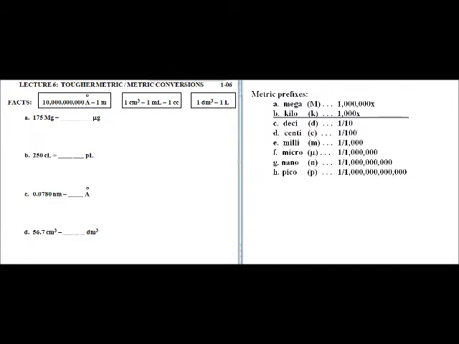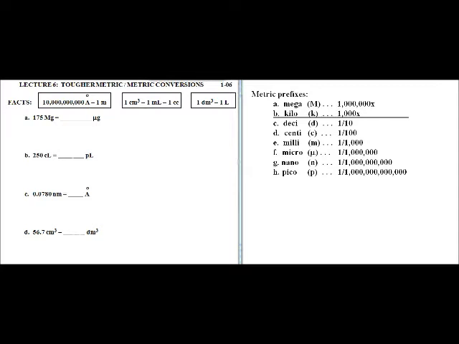Looking at our first problem, we have 175 megagrams, and we're trying to convert to micrograms. Just like in the previous lesson, we'll do this in a two-step process. The conversion factor from megagrams to grams is 1 million grams for every 1 megagram. So because we started with megagrams, our denominator in our first conversion factor is going to be megagrams. We'll set this up as 175 megagrams times 1 million grams over 1 megagram.